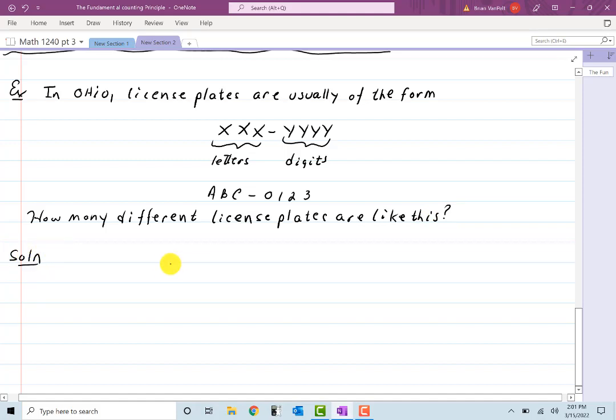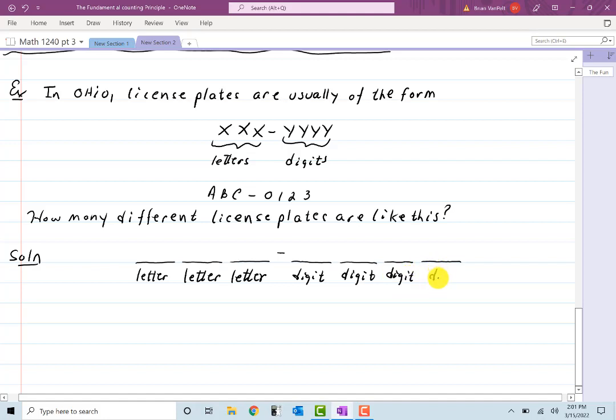So all we need to do is take a look at our digits. We'll have 3 letters. Then you've got this dash, which you can't do anything about. And then we have 4 digits, 1, 2, 3, 4. So this is a letter, followed by a letter, followed by a letter, and then we have a digit, followed by a digit, another digit, and a last digit.